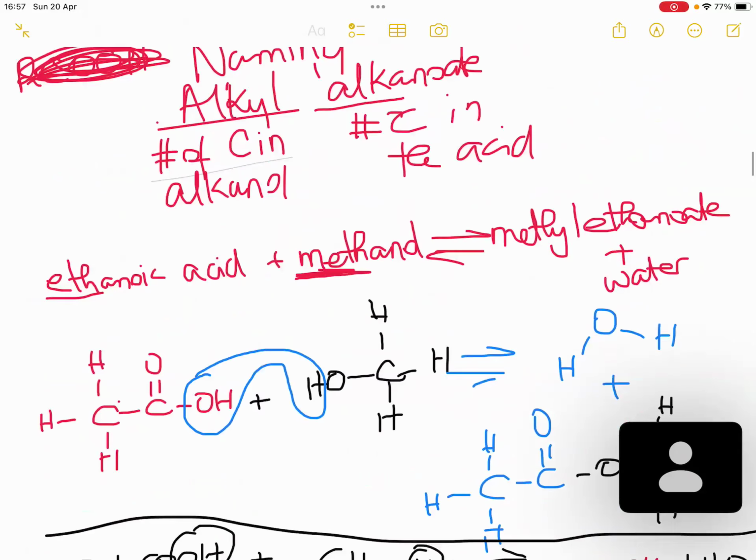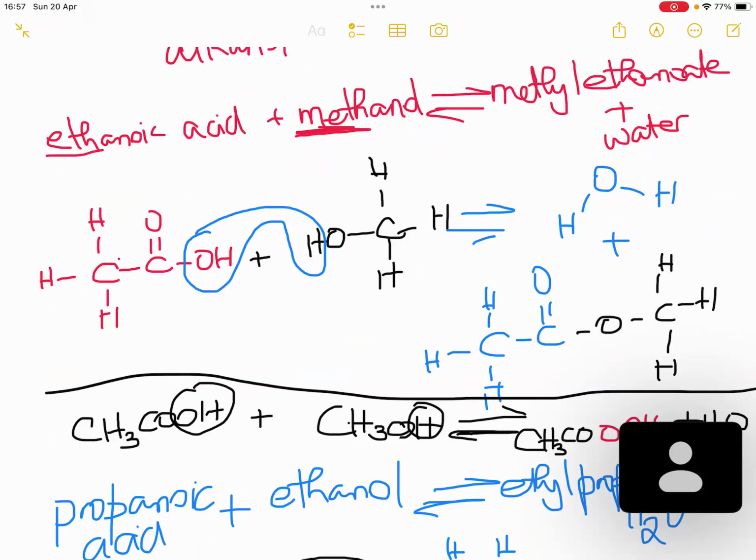So here we have an example where we have ethanoic acid and methanol. Ethanoic acid has 2 carbons. So when we draw it out from the carboxyl, we circle, we are removing the OH, and from the hydroxy group, we remove an H, so we form an ester and water.